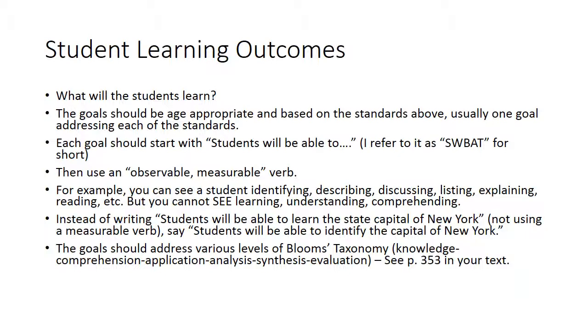And you use an observable, measurable verb. Think about it. You can't see a student identifying, describing, discussing, listing, explaining, reading. Or rather, you can see those behaviors, but you cannot see learning or understanding or comprehending. So student learning outcomes should be visible behaviors. So you shouldn't say students will learn. You should say instead students will describe, students will identify, students will explain. The goal should address various levels of Bloom's taxonomy, which you read about again this week in your text.